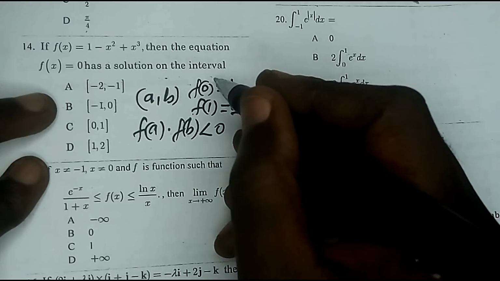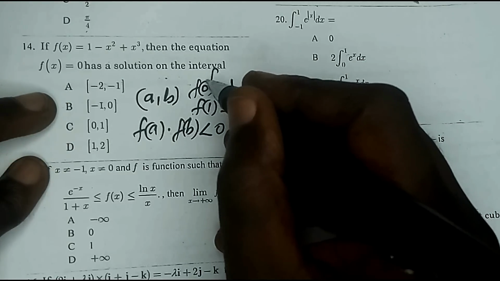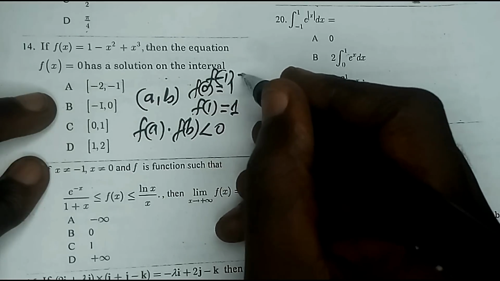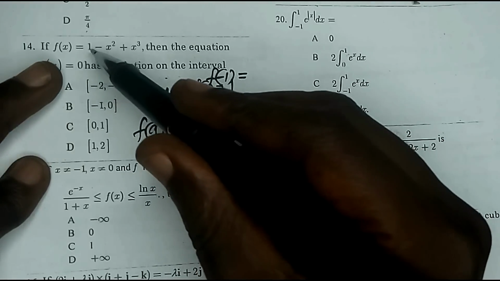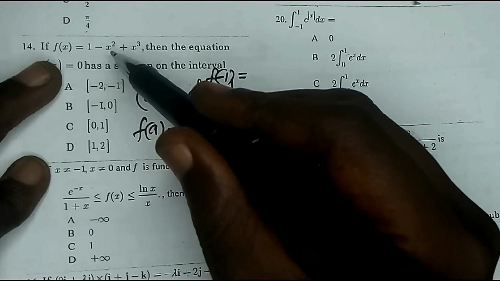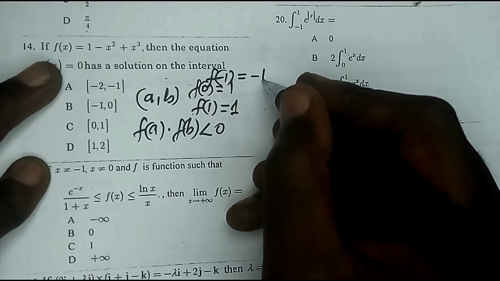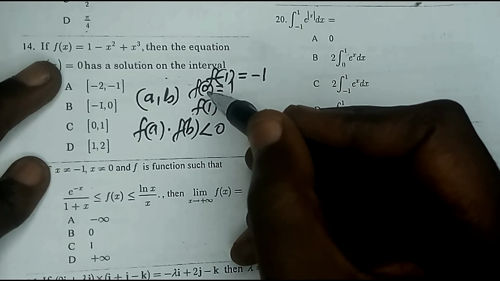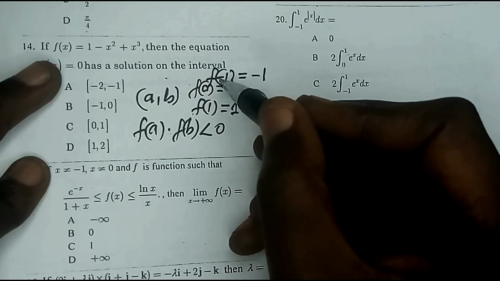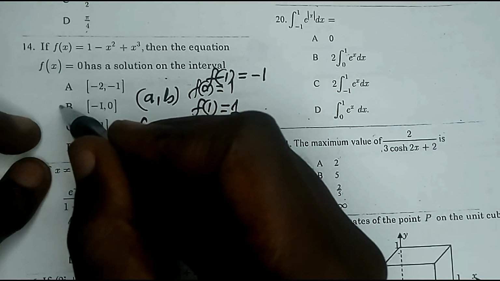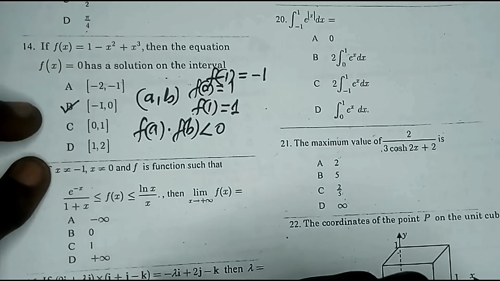The next consecutive integer should be negative 1. So f of negative 1 should be 1 minus 1, which is 0, plus negative 1, which is negative 1. So there's a sign change for f of 0 and f of negative 1. And so the answer will be B.